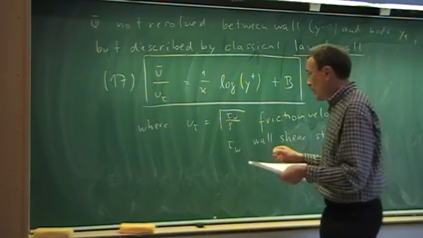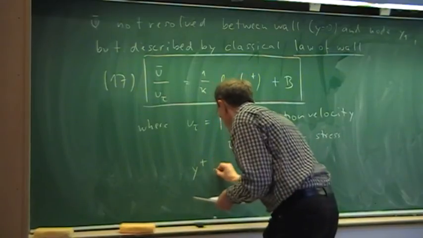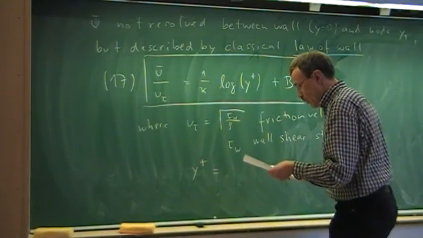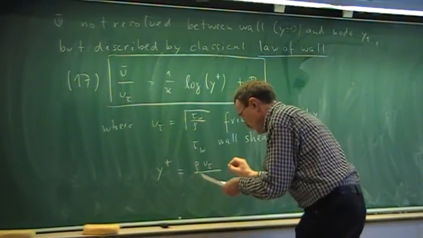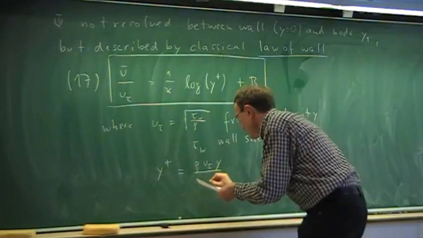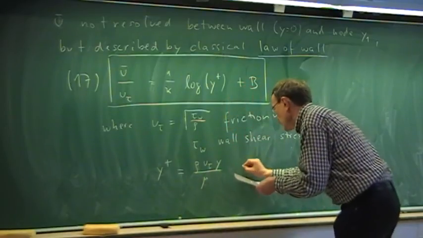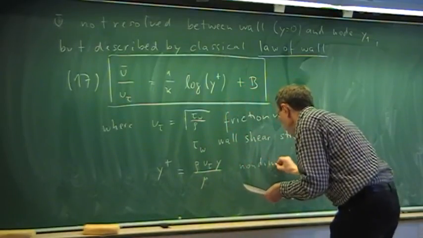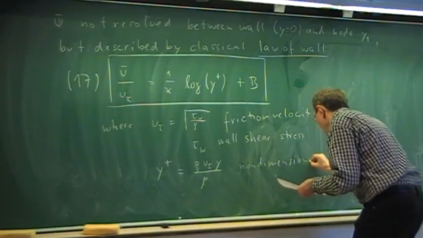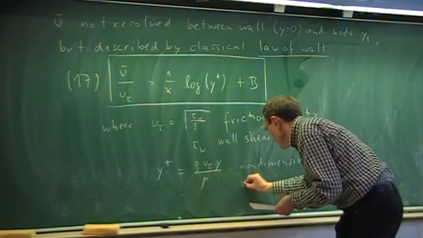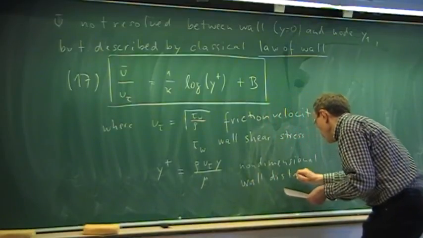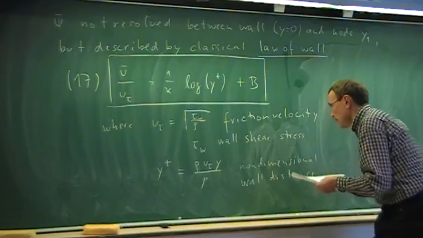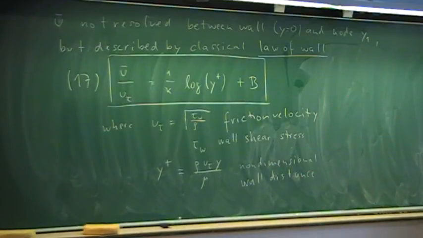And then the other parameters: the y plus is a very important parameter, that is the non-dimensional wall distance, and that is rho u tau times y divided by mu. So the non-dimensional wall distance. The dimensional wall distance is y, and the non-dimensional is then this. You see, this is like a Reynolds number.